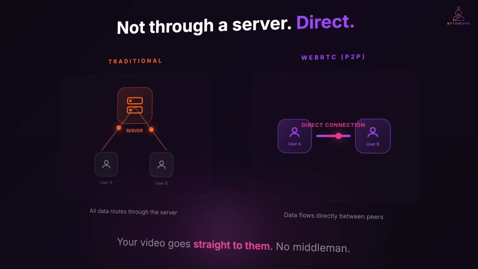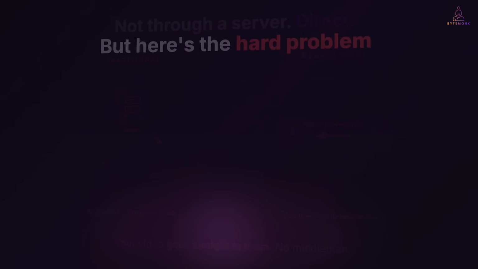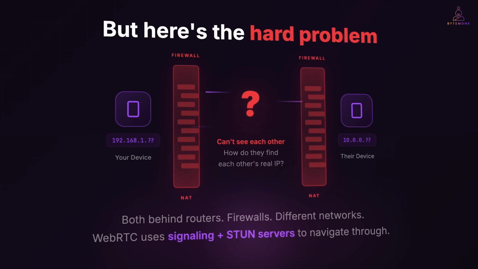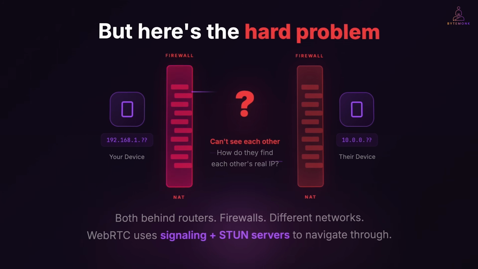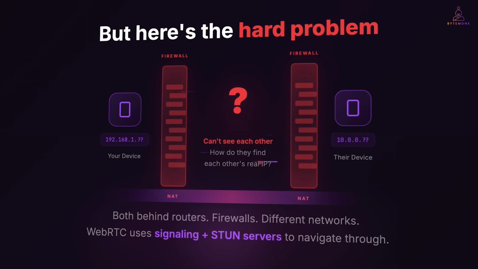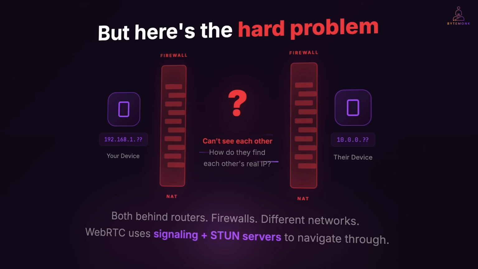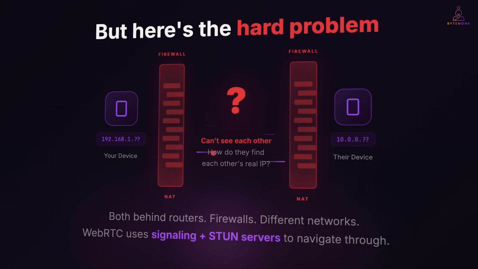When you are on a Zoom call, your video isn't going to Zoom's server and then to the other person. It's going straight from your device to theirs. Direct peer-to-peer. Now here's the thing. This sounds simple, but it's actually solving an incredibly hard problem. Your laptop is behind your home router, your friend is behind their router, and there are firewalls, NATs, different network configurations. How do two devices that don't know each other's real IP addresses connect directly?